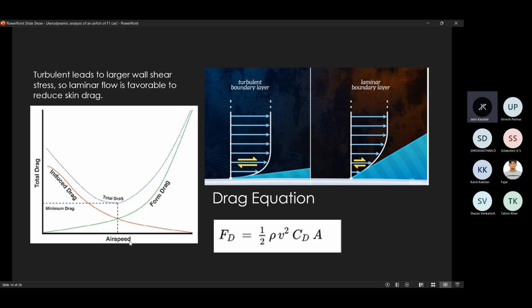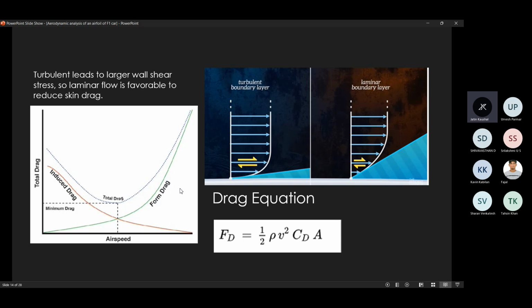As we increase airspeed, the velocity increases, the Reynolds number increases, and hence this is the region of laminar flow and this is the region of turbulent flow. The pressure drag decreases and the form drag increases. So there is an optimum velocity at which we operate the aircraft so that it has a minimum amount of drag, which is shown by this dotted blue curve, the total drag curve.